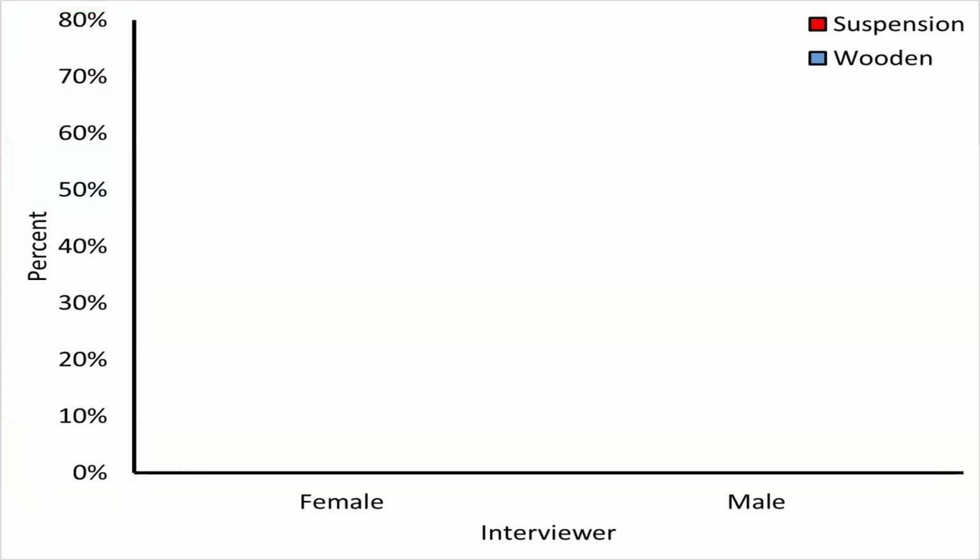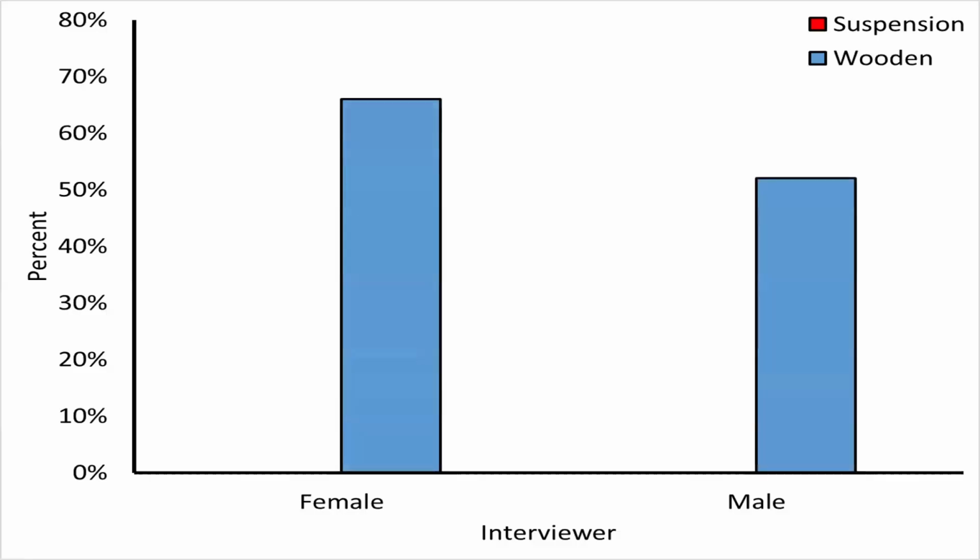All right, so what does this data actually look like? Well, let's start with the wooden bridge. So that's the data there for the wooden bridge. And in this case, it becomes readily apparent that there seems to be a slight difference in terms of how many people actually completed the questionnaire, with the female interviewer having a higher completion rate than the male interviewer. So more of these male subjects were willing to complete a questionnaire when a female interviewer asked them than it was when a male interviewer asked them. That's on the wooden bridge.